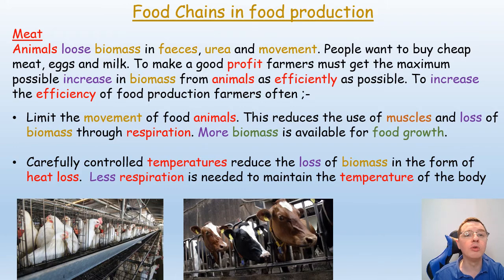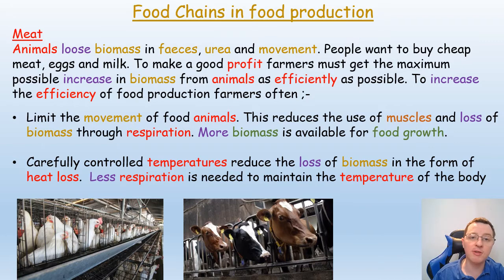Now, animals lose biomass in feces, urea and movement, and people want to buy cheap milk, eggs and meat. To make good profit, farmers must get the maximum possible increase in biomass from animals as efficiently as possible.